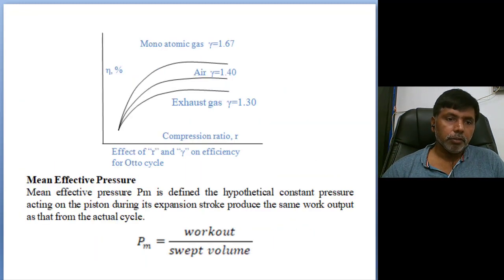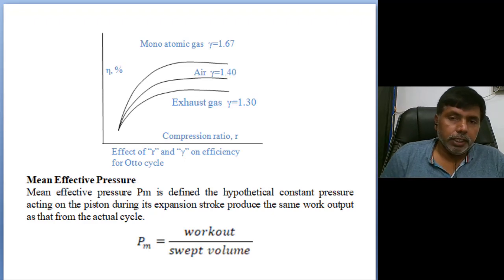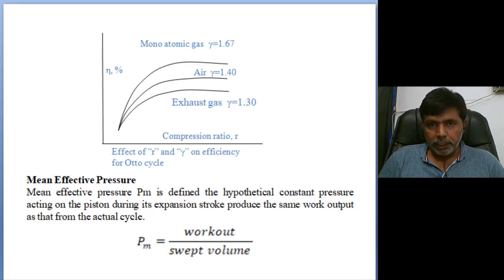And the gamma value of the cycle is also fixed. For a monoatomic gas, gamma is 1.67; for a diatomic gas, gamma is 1.4; for exhaust gas, gamma is about 1.3. So the efficiency of the Otto cycle depends purely on the compression ratio.